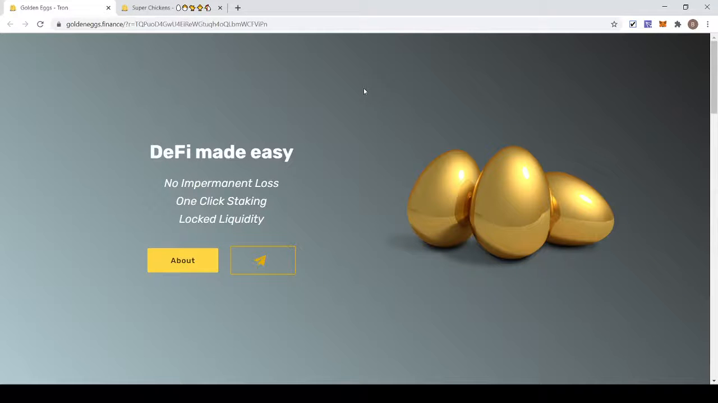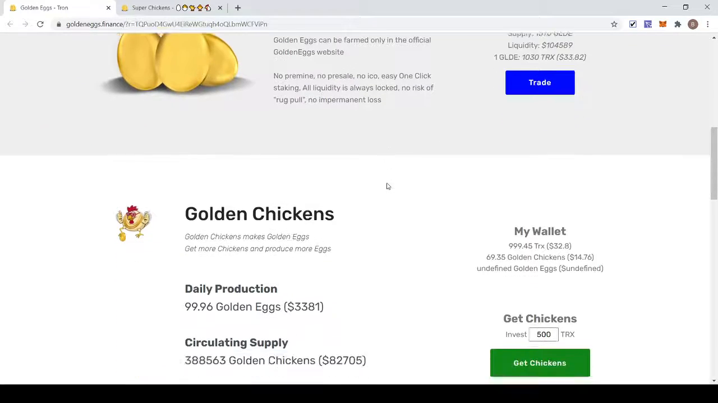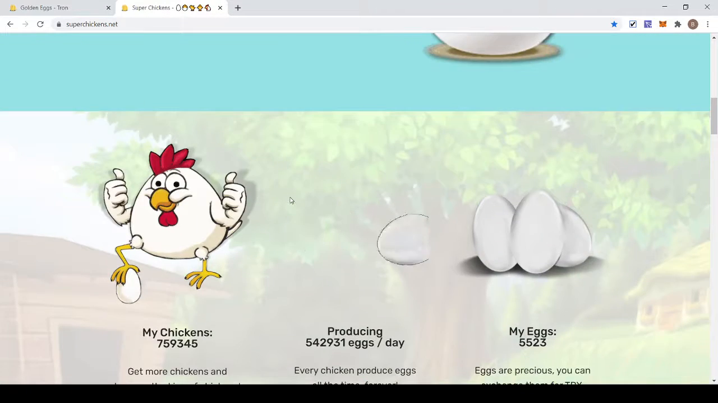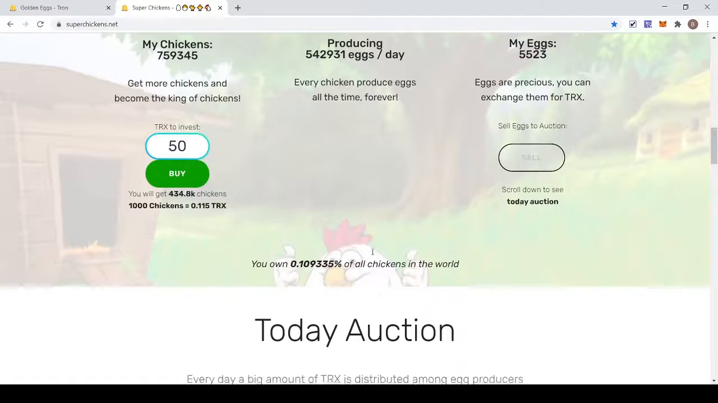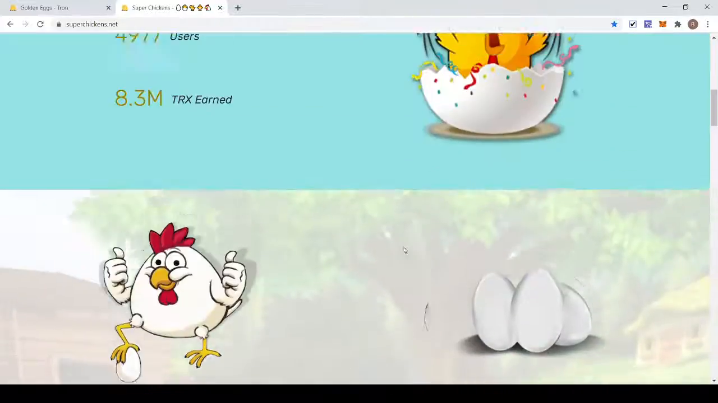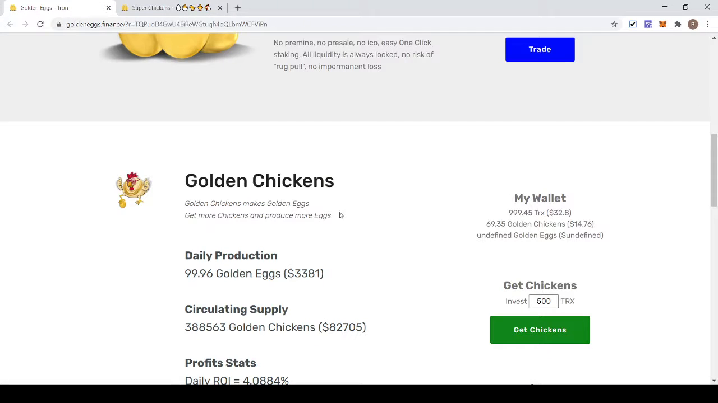Hey guys, we're here talking about Golden Eggs Tron. Golden Eggs is from the Super Chickens developers. You can see here they had a pretty good run with their platform. It did pretty good, lasted a long time. And you can see up here they have a link to Golden Chickens. Well, that'll take you over here.